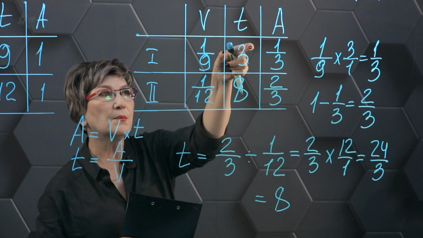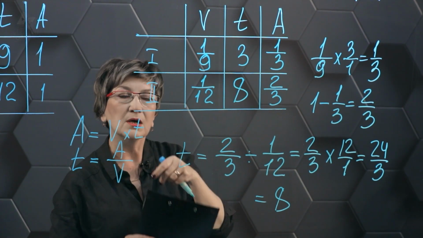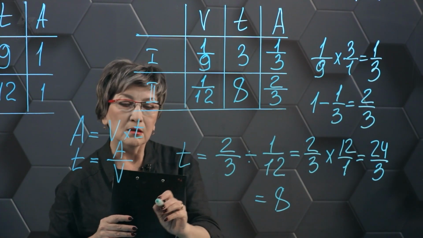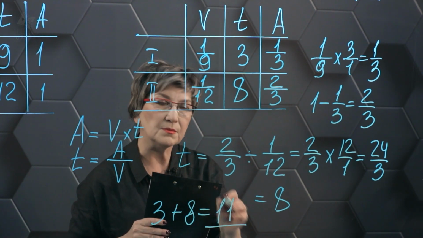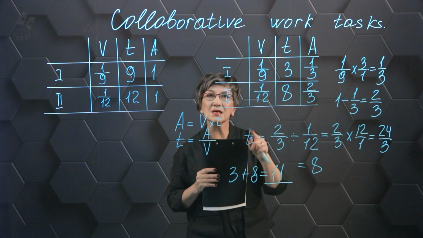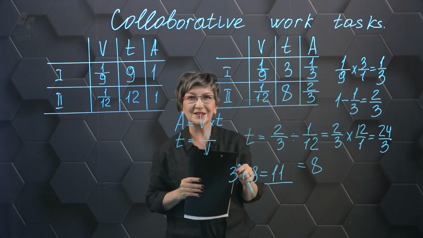The first company worked 3 months, the second company worked 8 months, all in all, 3 plus 8 equals 11 months. In 11 months the first company and the second company built this house.